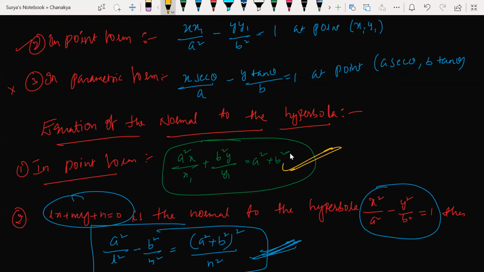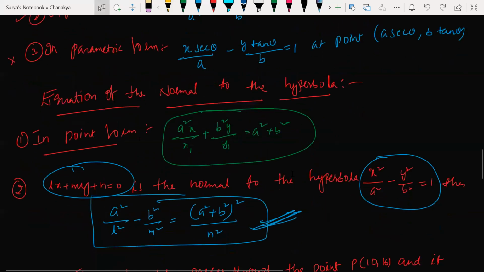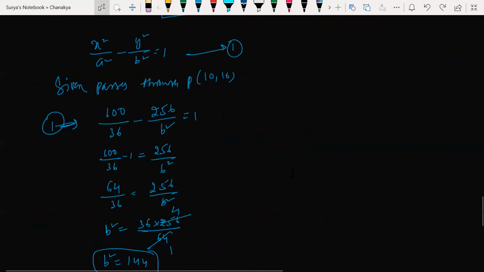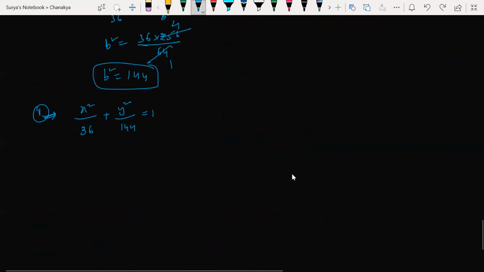Equation of the normal in point form was what? A square x by x1 plus b square y by y1 is equal to a square plus b square. So equation of the normal in point form was what? A square x divided by x1 plus b square y by y1 is equal to a square plus b square.